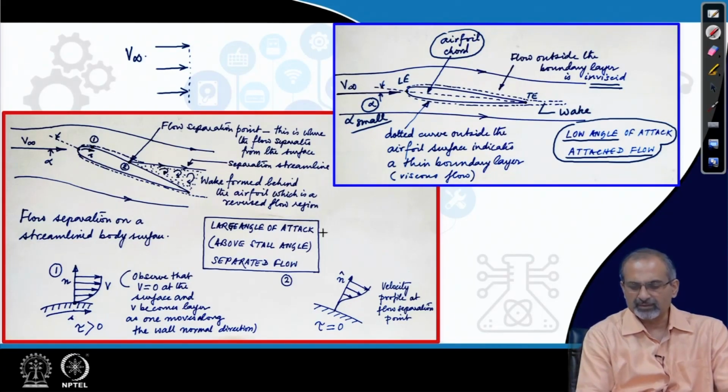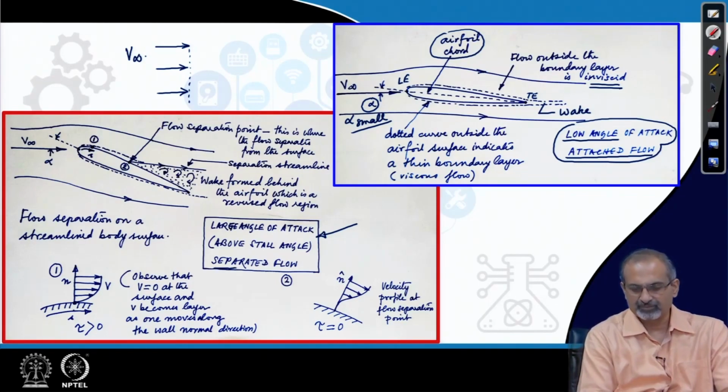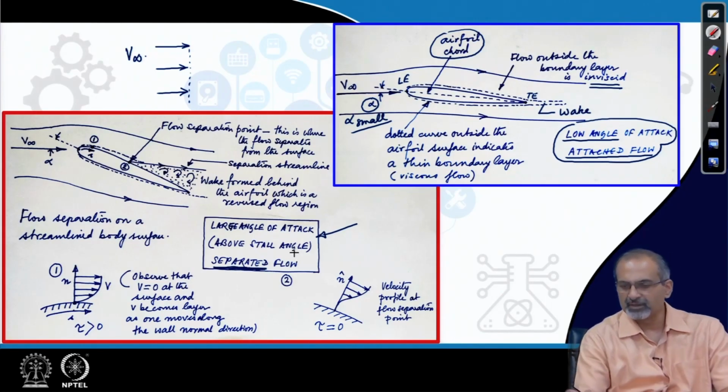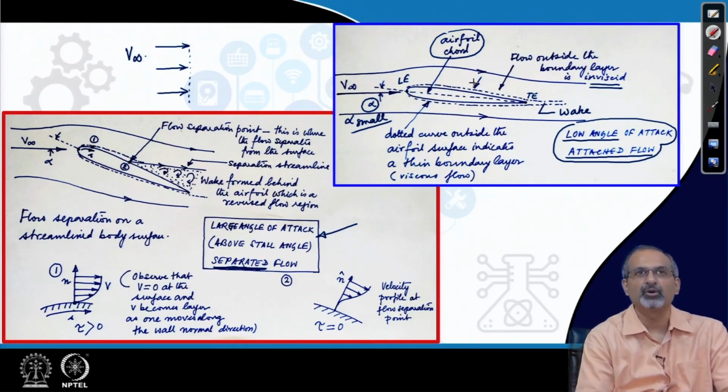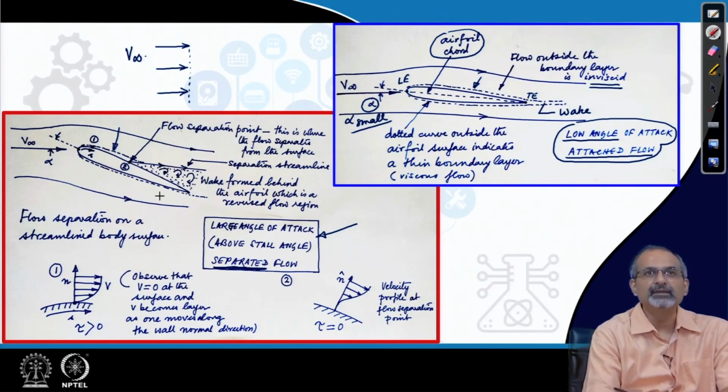Then if you look at another situation where it is a large angle of attack, and we have chosen an angle which is typically beyond the stall angle of the aircraft, then you find that the flow has separated. How can you make out that the flow is separated? The flow is very different from what you saw over here. It is no longer enveloping the body nicely. It follows the body surface up to some distance and it seems to be leaving the surface beyond that.